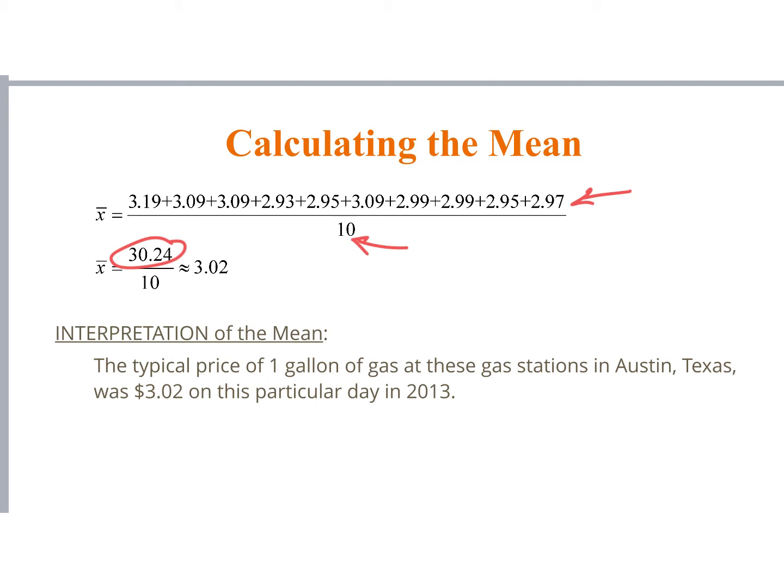So, interpretation. I'm always going to ask you to interpret your answer, just because in math you don't always want to get answers and not understand your answer. So here's the interpretation. The typical, here's that word typical, the typical price of 1 gallon of gas at these gas stations in Austin, Texas was $3.02 on this particular date in 2013. So you see how this interpretation gives us an exact idea of what we found. That's what you're going to do every time you calculate something.